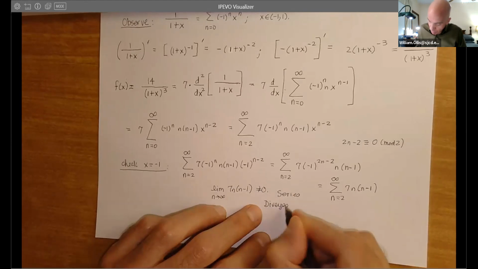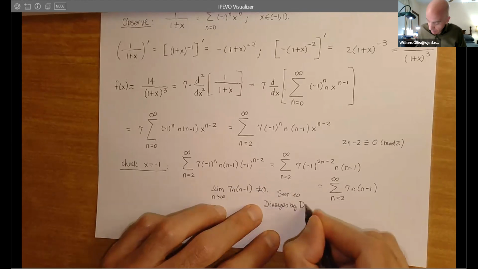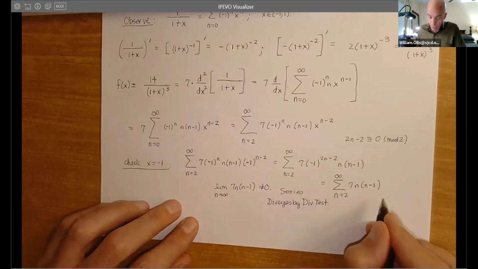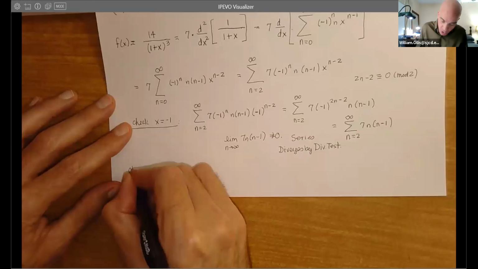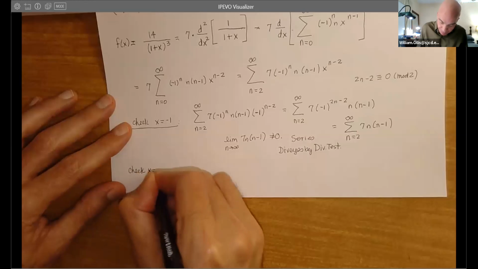Series diverges by the divergence test. So that's not a surprise, so we don't include -1. What about 1? Well, I think you'll see it's the same thing. But I want you to be able to check the endpoints.